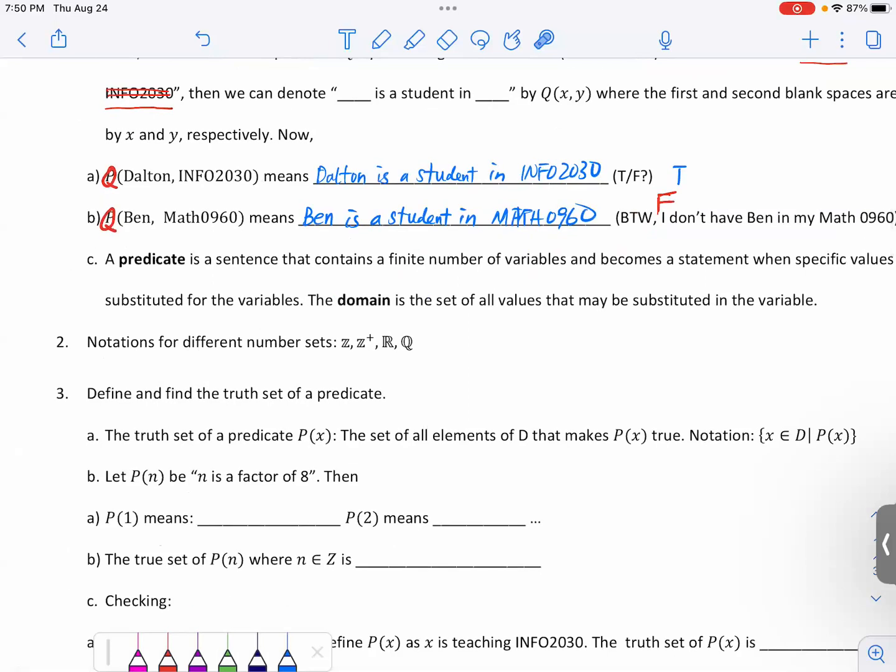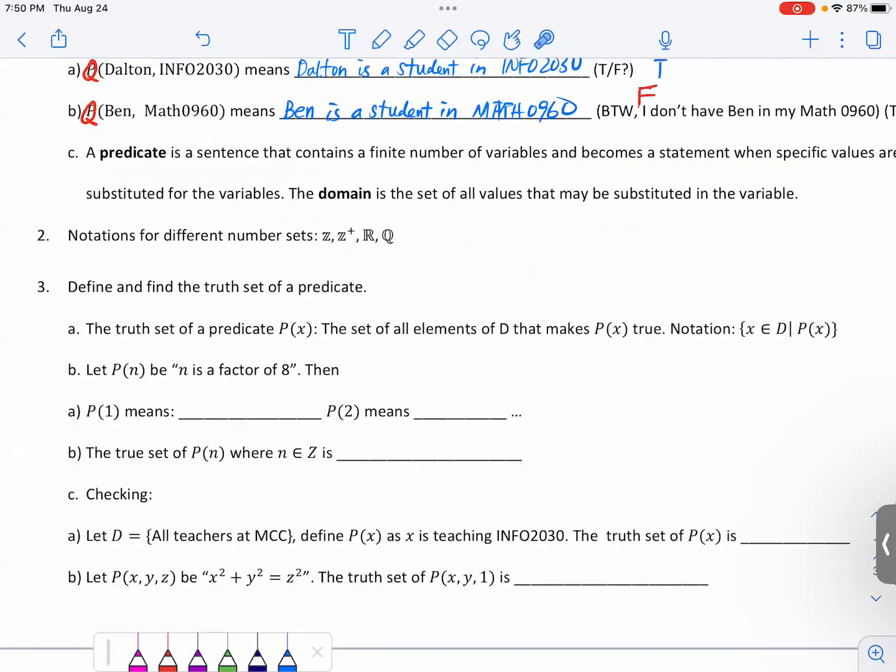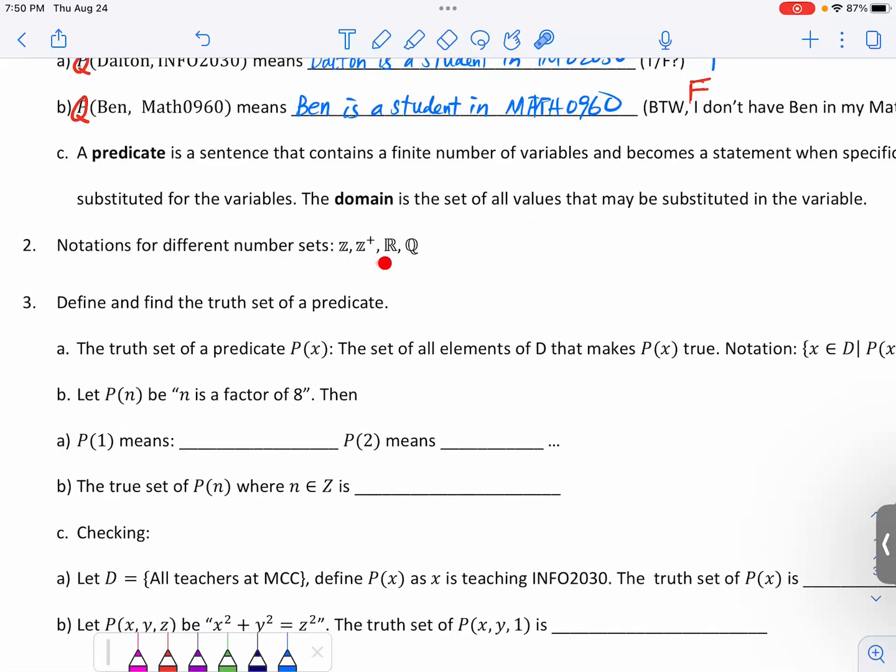Okay. Now we are going to continue to introduce some notations, and we will be using these notations in the future. Z, most of you might already know it. Z represents the integers. And when the Z has a subscript, that means positive integers.